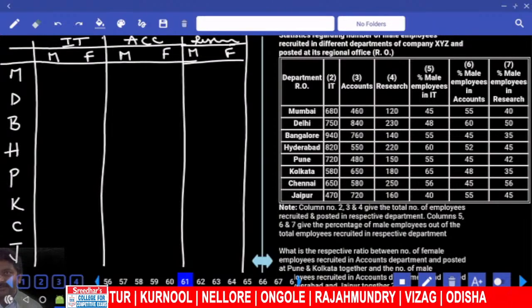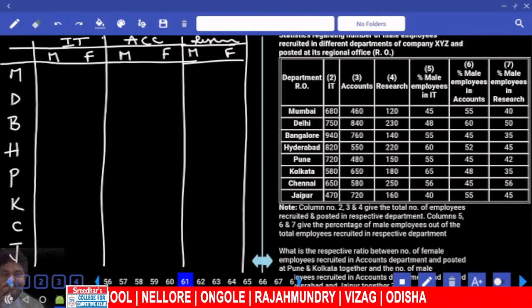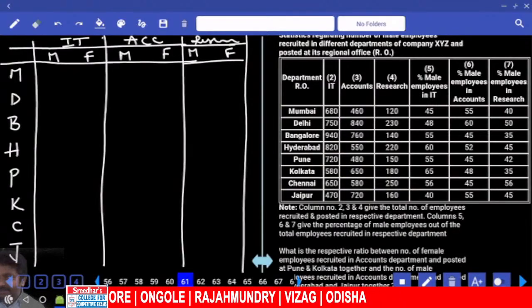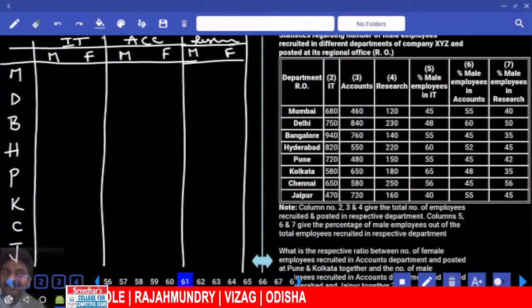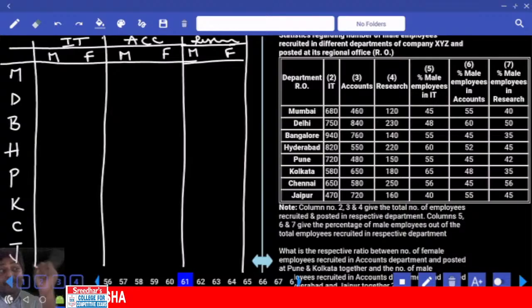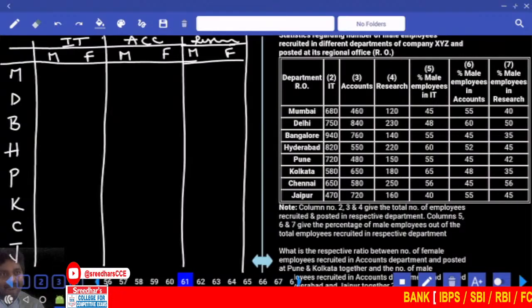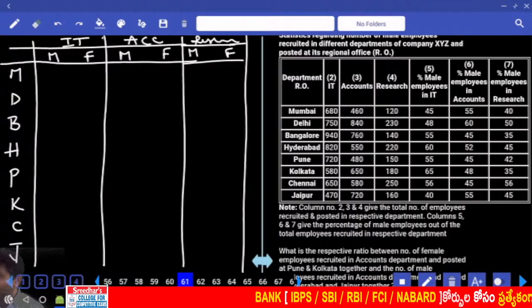15 minutes. Because how many cities are there? 8 cities. How many departments? 8 into 3, 24 numbers are there. You need to calculate 48 numbers, male and female. So 24 male, 24 female. 48 numbers you have to calculate.